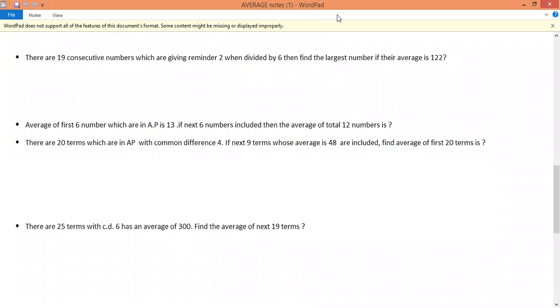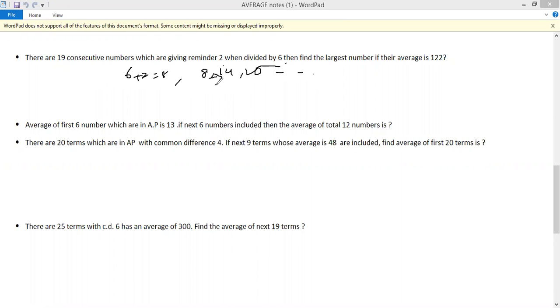Next, see here. There are 19 consecutive numbers which give remainder 2 when divided by 6. Suppose 6 divided by 6, but here he has given remainder 2. So 8, 14, 20, like these numbers are divided by 6 and give remainder 2. So what is the common difference? 6. Here, divided by 6 means the common difference is 6.